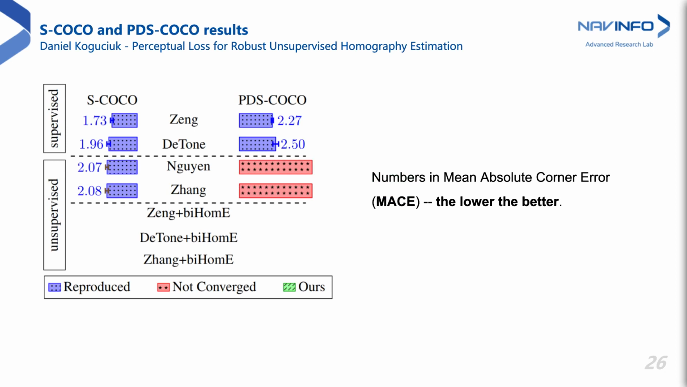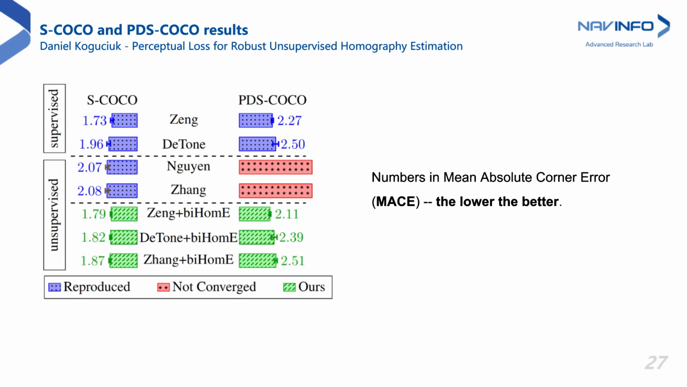Current unsupervised approaches give slightly worse performance compared to supervised methods on S-COCO. However, when both illumination and viewpoint changes are introduced, no unsupervised method can converge. Our bidirectional implicit homography estimation loss achieves comparable or better homography estimation performance than supervised methods on both S-COCO and PDS-COCO for any of the tested backbones.